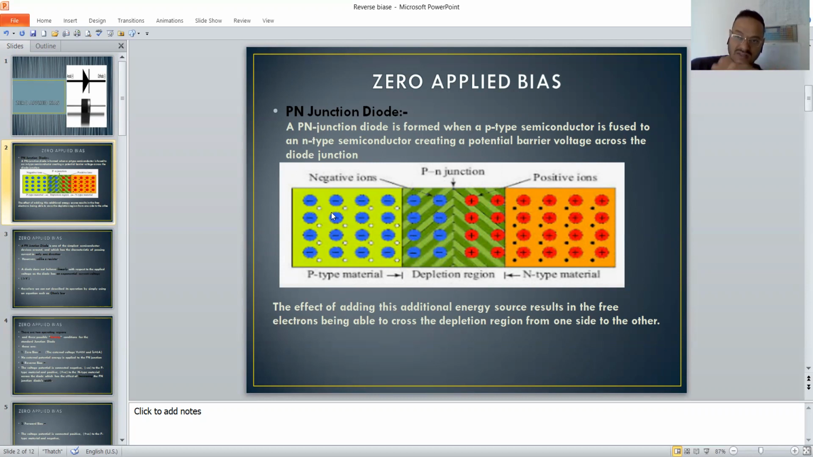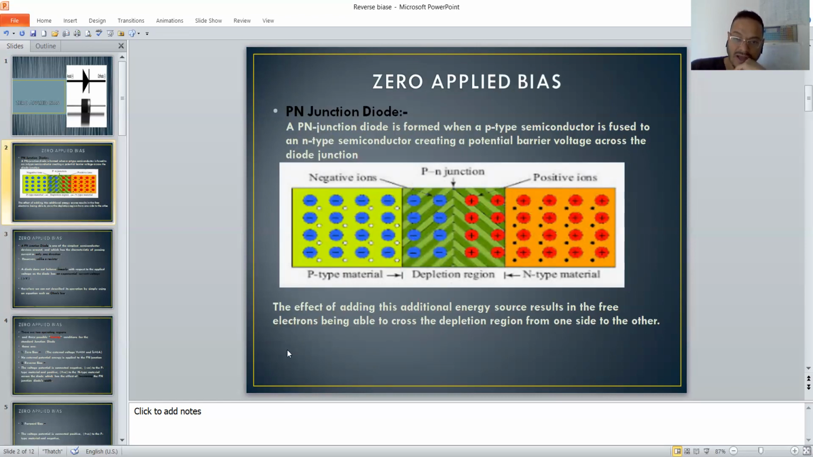By this figure, by this diagram, I explained it. We generated these two kinds of carriers, but separately. In p-type, we generated holes alone, and in n-type, we generated a lot of electrons alone. Now let's come back to our notes. A PN junction diode is formed when a p-type semiconductor is fused to an n-type semiconductor, creating a potential barrier voltage across the diode junction. This is the barrier voltage here, and we will be dealing with all of these in the next slides.